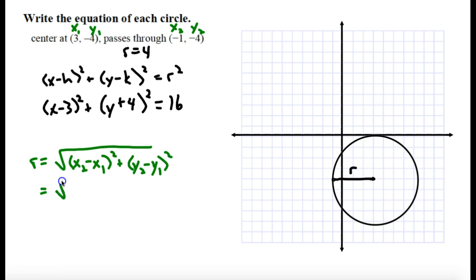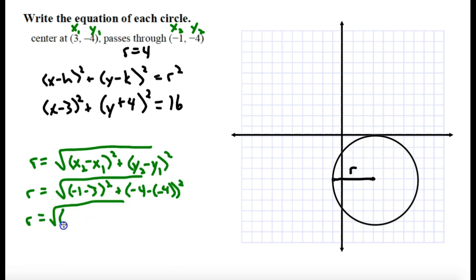So for this one, that'll end up being negative 1 minus 3 squared plus negative 4 minus negative 4 squared. So we get negative 4 squared plus 0 squared, which ends up just being the square root of positive 16, and the square root of 16 is 4. And that's what we found just by counting, right? We got that the radius was 4.